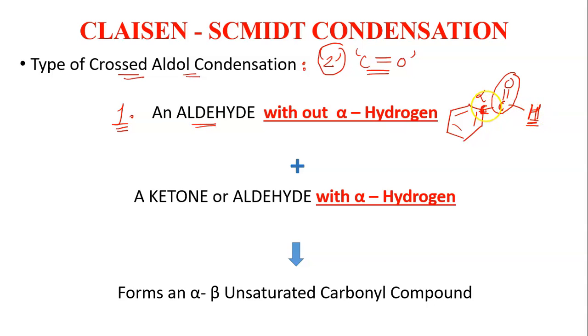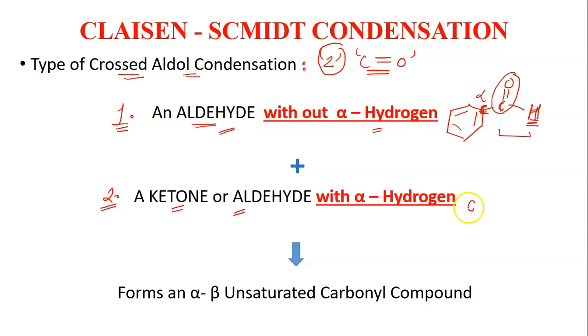And this is the alpha carbon. Hydrogen present on the alpha carbon are called alpha hydrogen. In this particular case of benzaldehyde, the alpha carbon does not carry any hydrogen. So this would be an example of an aldehyde without alpha hydrogen. Now the second compound that enters the reaction is again a carbonyl compound, but it can be either an aldehyde or a ketone. Whether an aldehyde or a ketone, this compound must contain an alpha hydrogen.